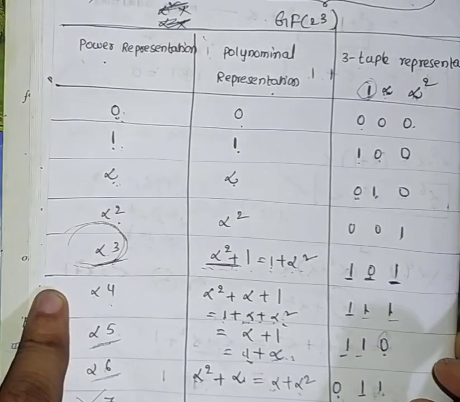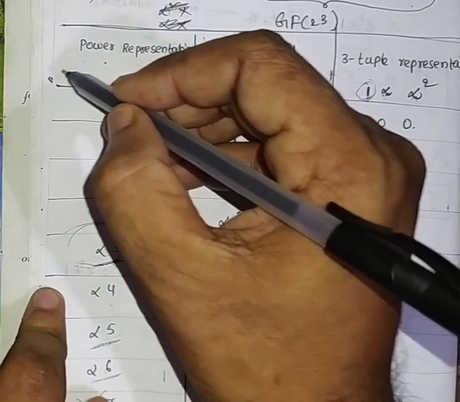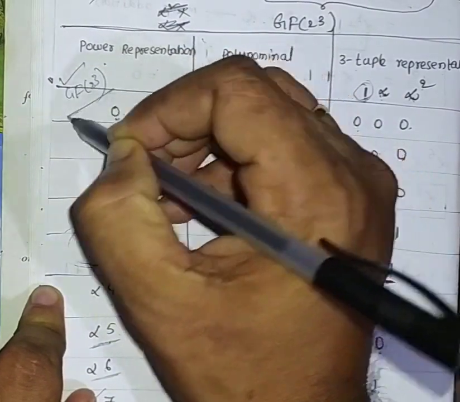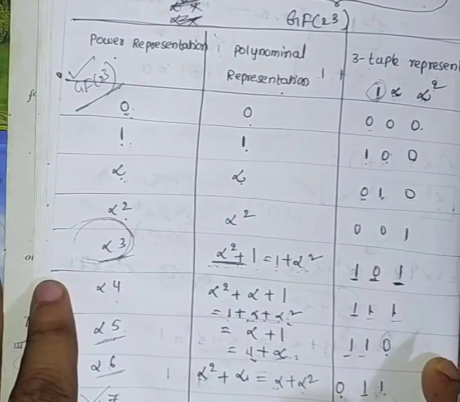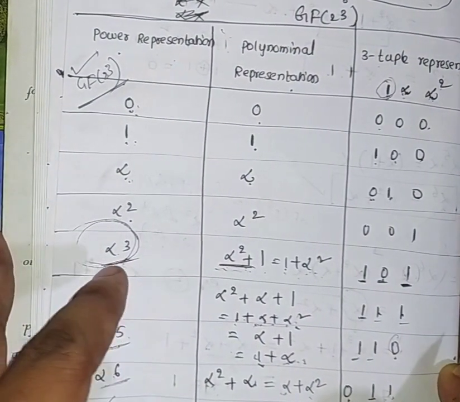So finally, this is the representation table for the Galois field. This particular table is very important in order to construct the minimal polynomial for the Galois field 2 power 3.